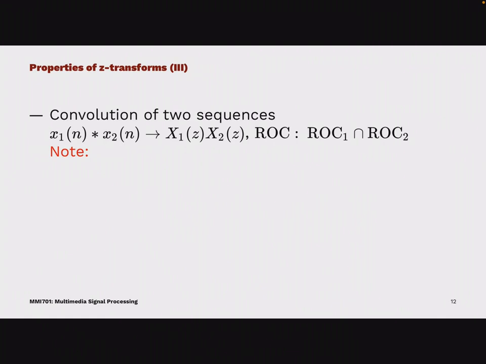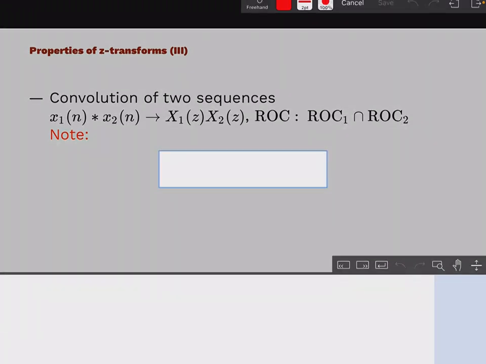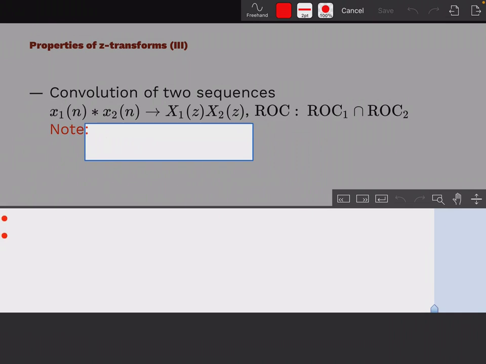Now, this is, again, a very important property which will allow us to find out how combinations of systems behave, and it makes things easier to work with in the Z domain. So let's show how we obtain this. Let's first write the convolution of x1 of n and x2 of n as y of n. So x1 of n convolved with x2 of n.